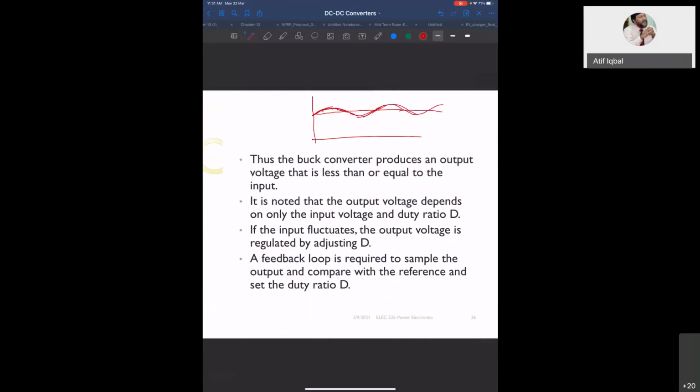This is your actual output. The output will have some ripple. If the value of the capacitor is high, this will be more like constant.